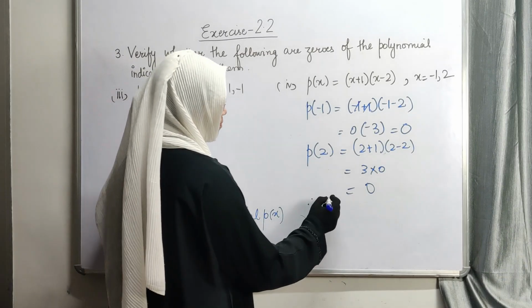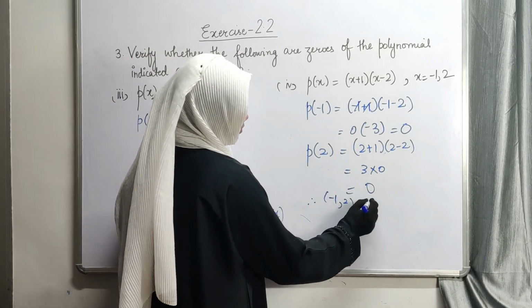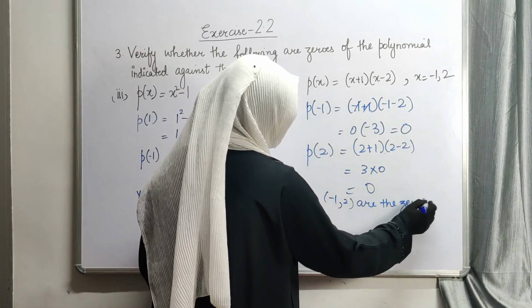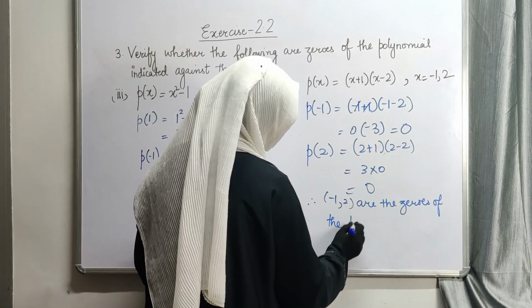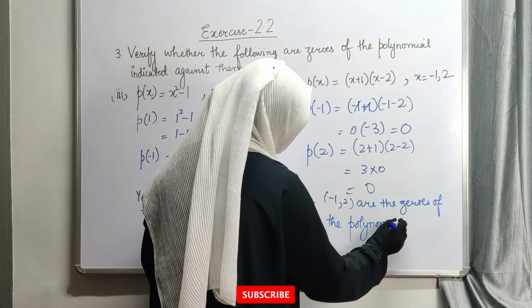Therefore, -1 and 2 are the zeros of the polynomial.